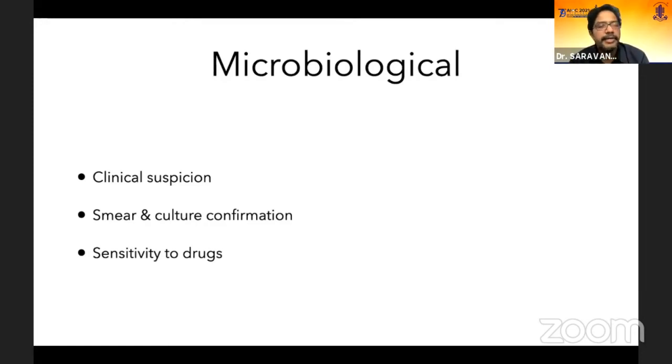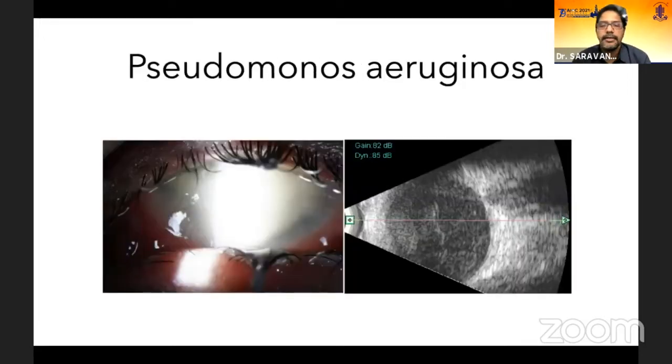We have an idea of what we are dealing with. Then you go about taking a sample from the eye and identifying the organism, and then looking at the sensitivity of various drugs which you are going to use as a treatment option.